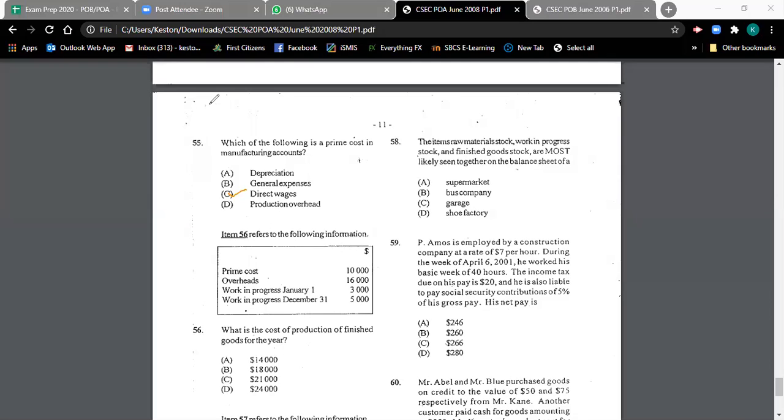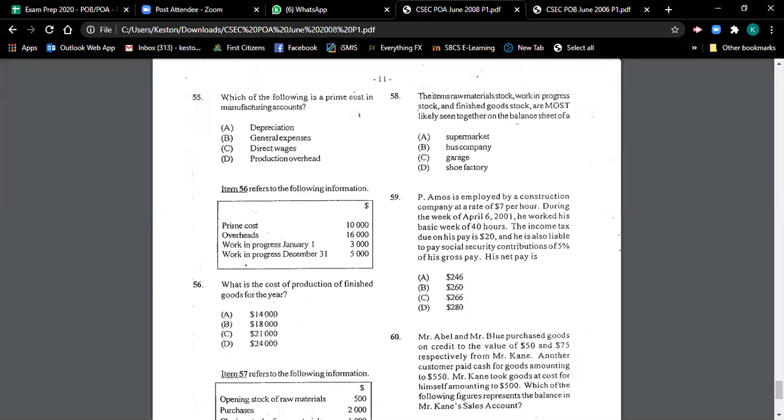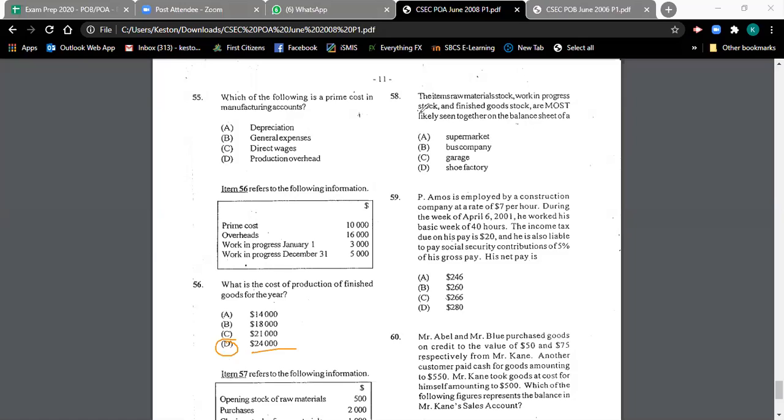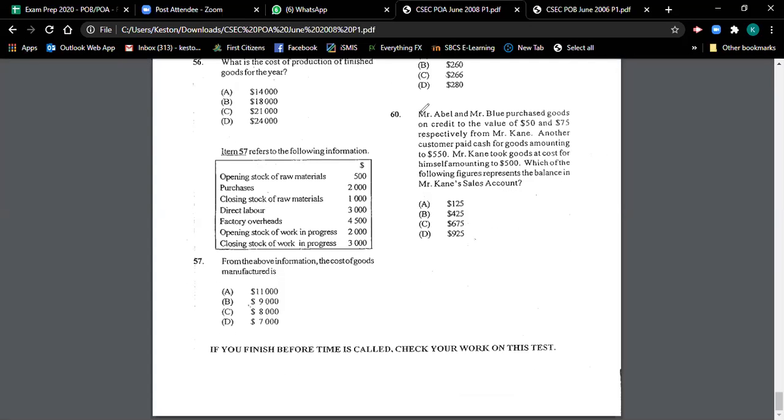56. What is the cost of production of finished goods for the year? Finished goods for the year. Cost of production for finished goods. 26, 29, 24. D. 24,000. Very good, guys. Ariana, Shania. Right. 57. From the above information, the cost of goods manufactured is... Shania has 11,000.